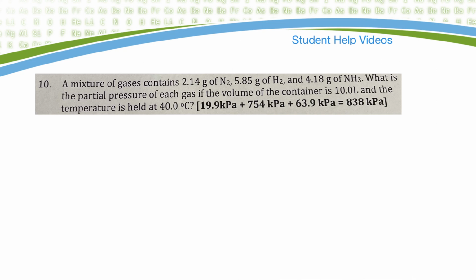The next question says you've got a mixture of gases, and they want to know the partial pressure of each gas. They tell us my volume is 10 liters, temperature is 40. I need to find the partial pressure of each gas. I'll do the first one, then you can do the other ones. They did give the total, but that's just all these added up. The question only asks for each one separately. Let's start with nitrogen. I have 2.14 grams of that.